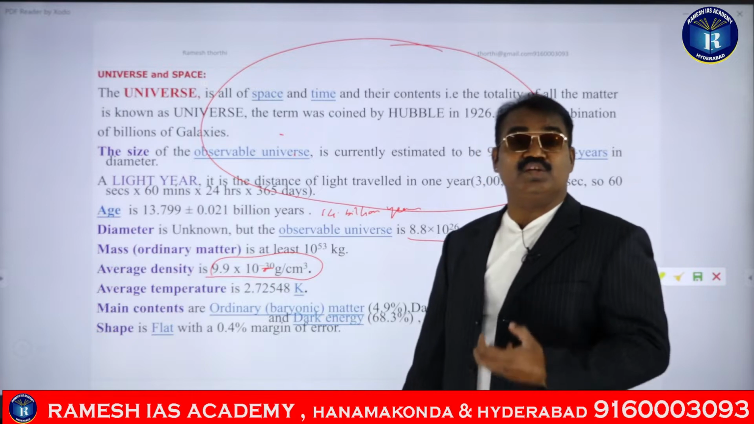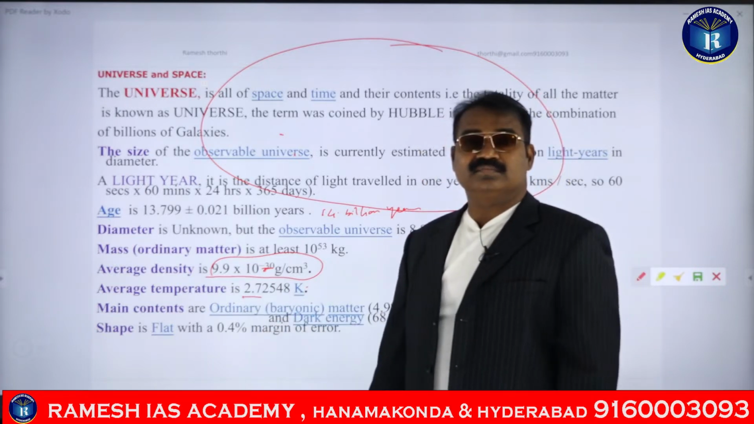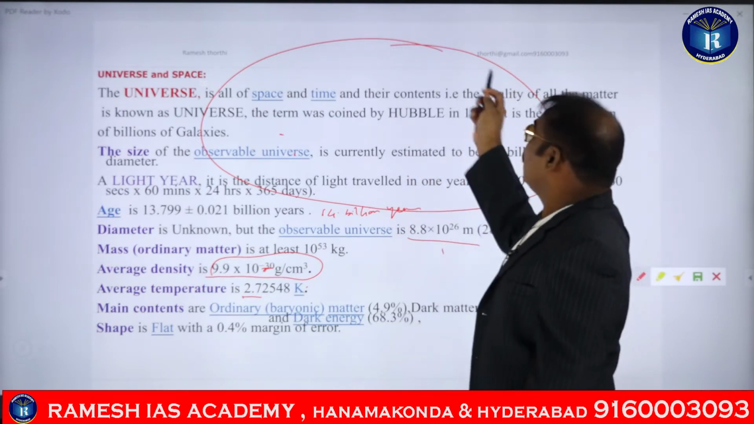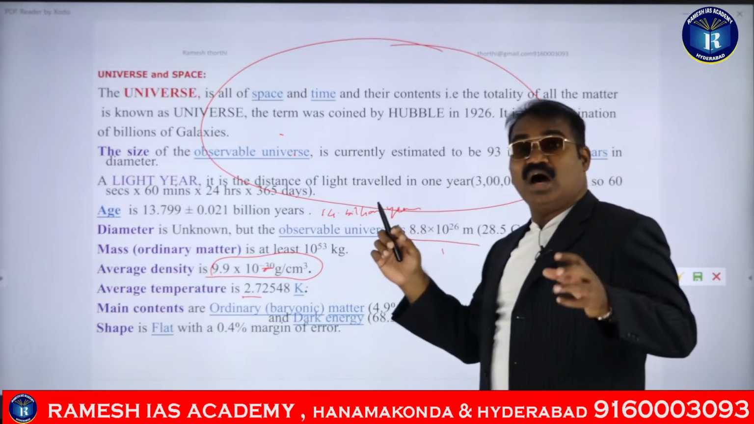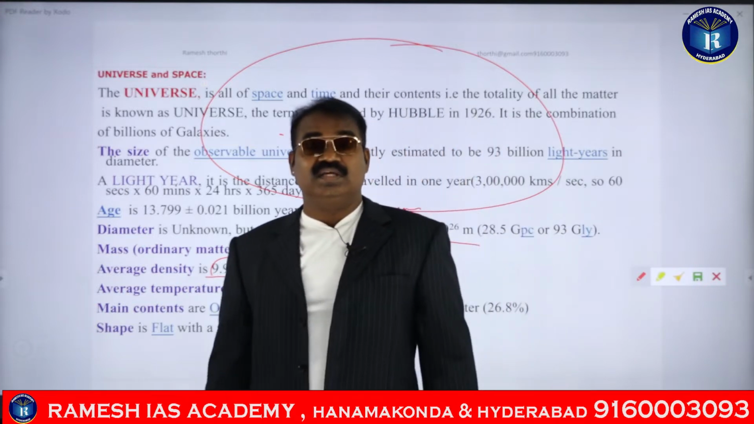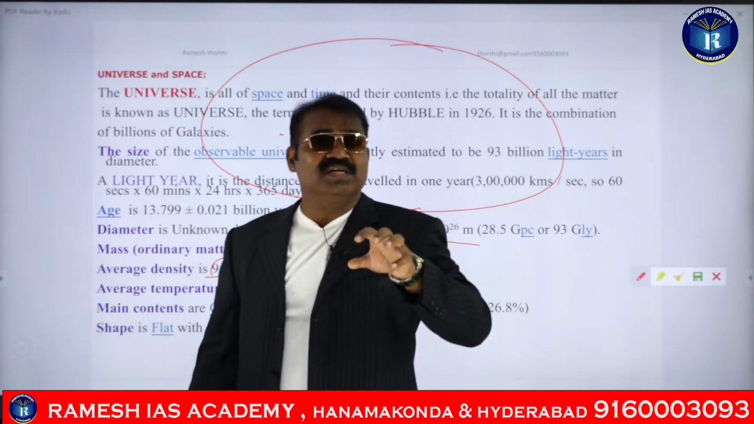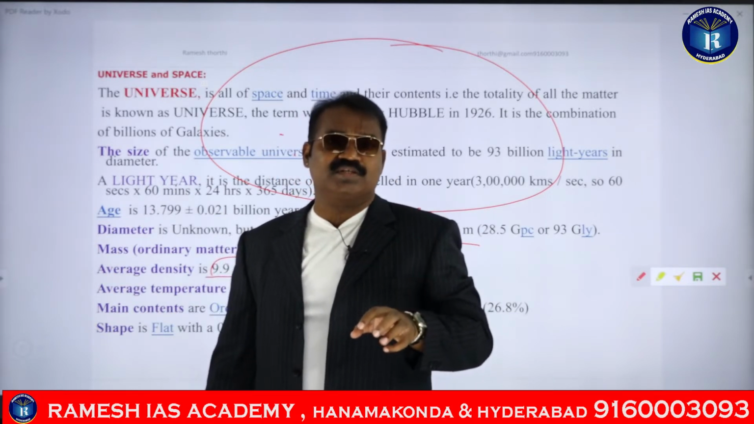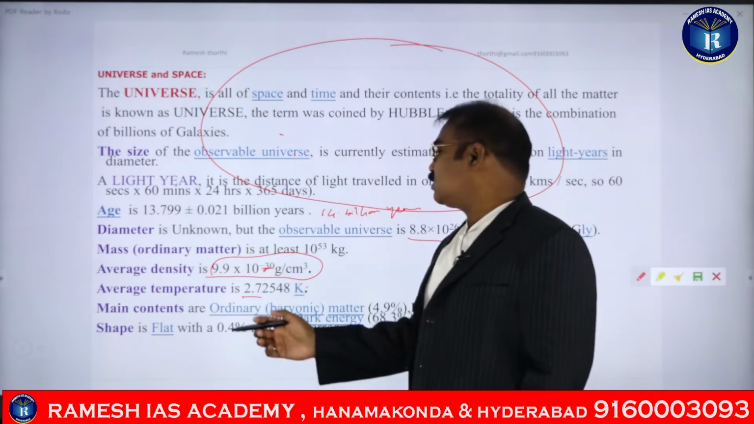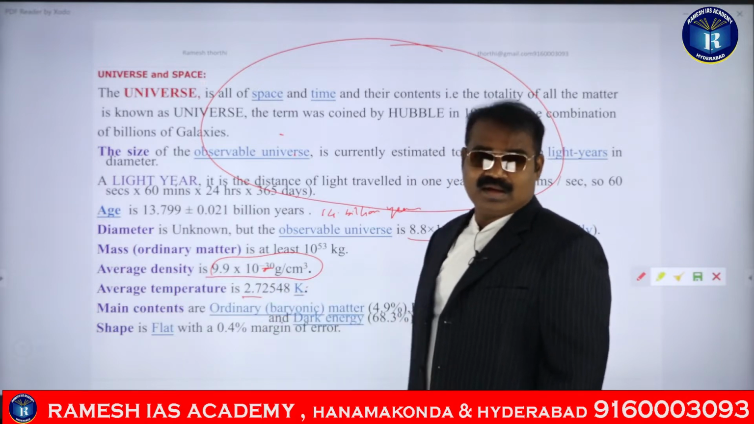And the average temperature within the universe is just 2.7 Kelvin, because there are several places present in the universe which are devoid of light. There are several black holes present. There are other areas where the light cannot penetrate, because the light is emitted only from some of the stars present in the universe. So lots of spaces are darker. That is the reason the average temperature is just 2.7 Kelvin.